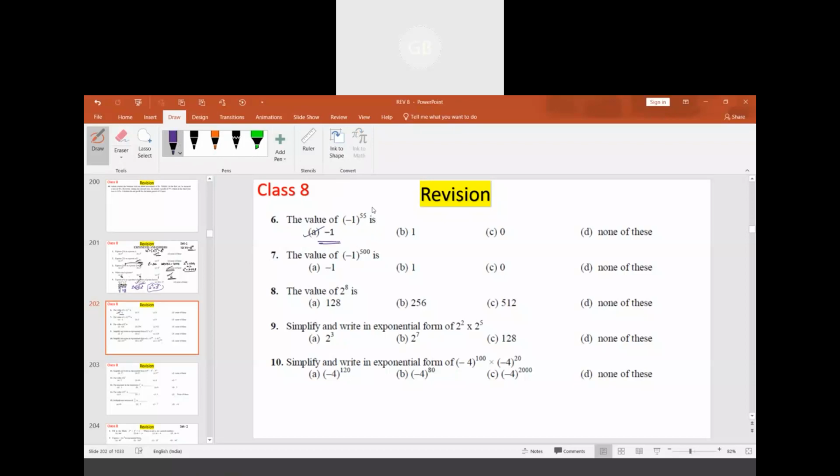Because the power is an odd number, the answer is negative one. In the next one, the power is even, so it is positive one. Positive one, option B. 500 is an even power, so the result is positive.